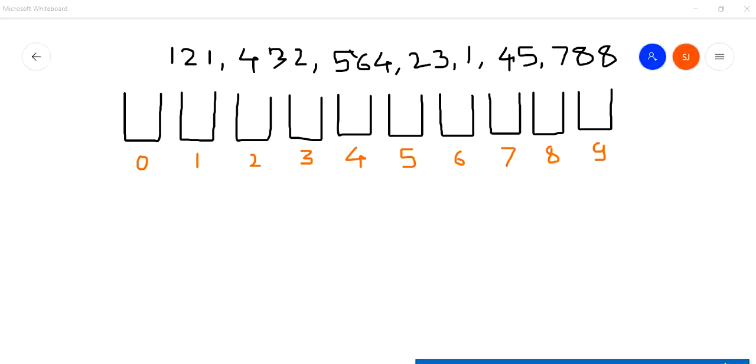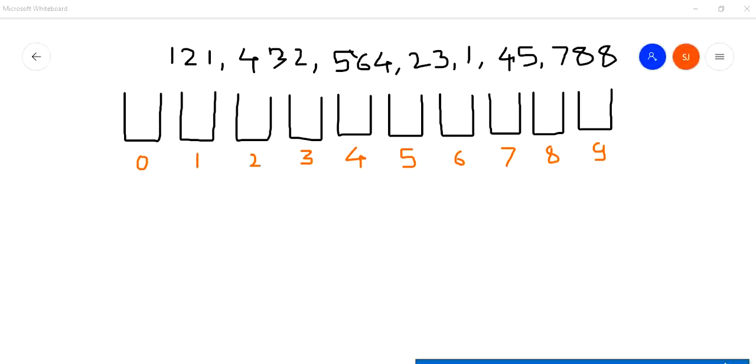Now, what is radix? Radix means base. So if you are having a decimal system, then the radix of the decimal number system is 10. If you are using a binary number system, then the radix is 2. If you are using an octal number system, then the radix is 8.